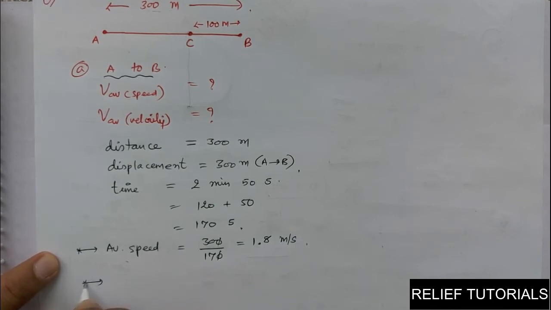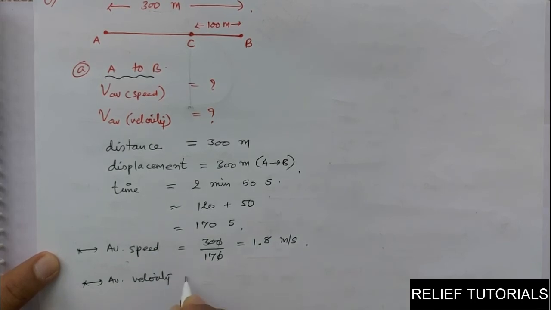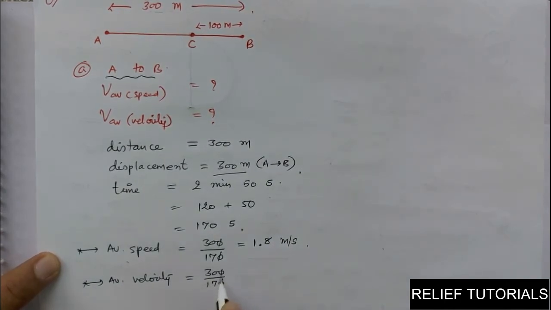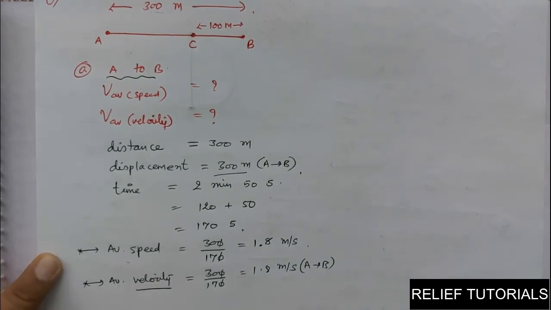Now what is the average velocity? Average velocity means displacement upon time, and displacement is also 300 meter and time is also same. So everything looks same, but the only difference is what? Only difference will be 1.8 meter per second from A to B, because velocity is a vector quantity, we have to mention the direction. So this is of first case, A to B.